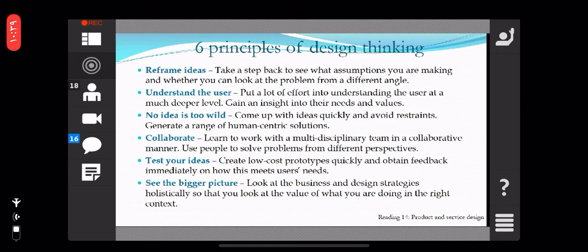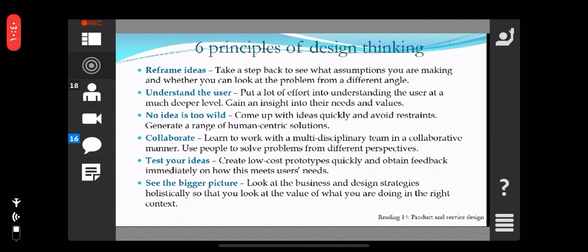No idea is too wild. For example, as a company or as an organization, you should not think an idea is too wild. Come up with ideas quickly and avoid restraints and restrictions. Generate a range of human-centric solutions. Human-centric solution means be human. Think as a human, common sense. So no idea is too wild. At least you should have an idea.